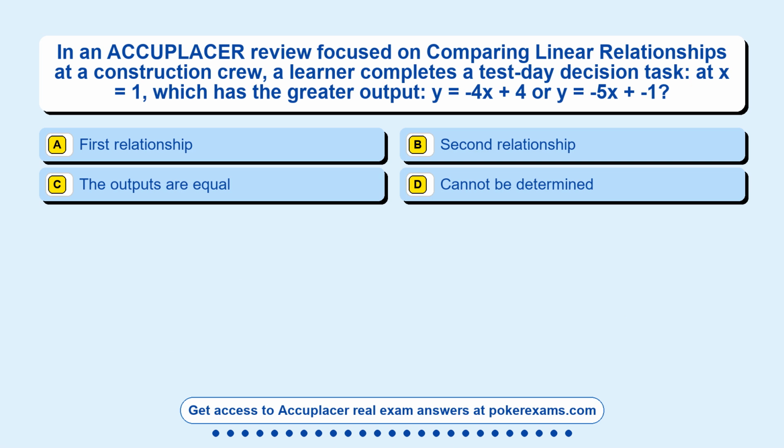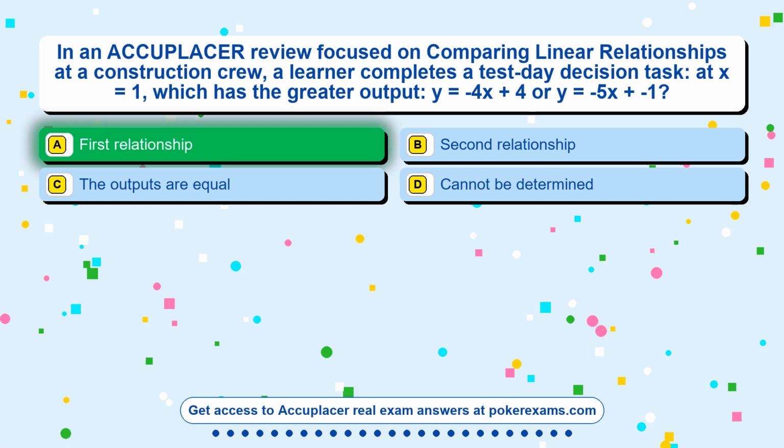Question 25. In an Accuplacer review focused on comparing linear relationships at a construction crew, a learner completes a test-day decision task. At x equals 1, which has the greater output, y equals -4x plus 4 or y equals -5x plus -1? Option A, first relationship. Option B, second relationship. Option C, the outputs are equal. Option D, cannot be determined. The correct answer is option A, first relationship.